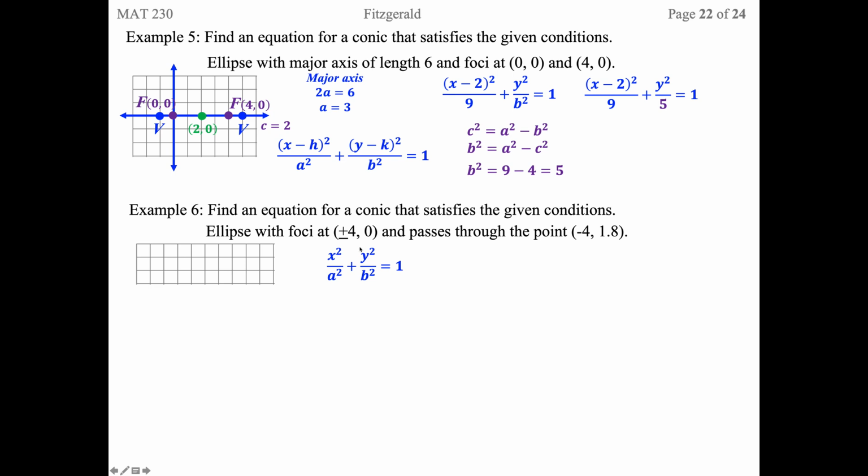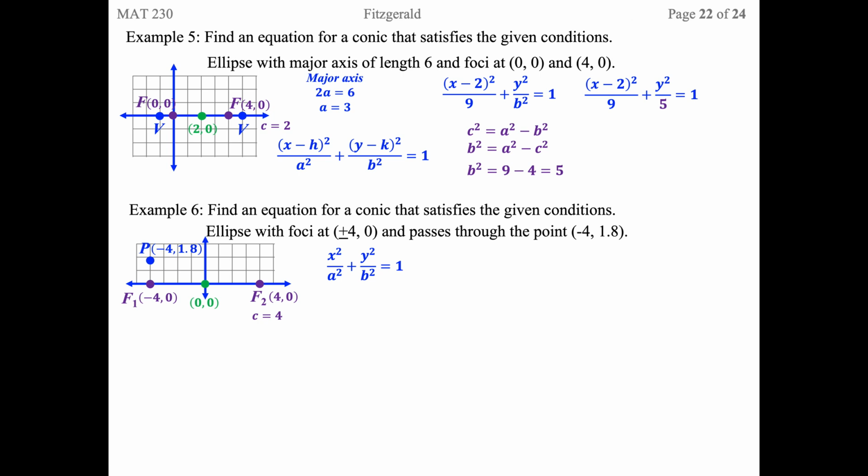So this is my standard form of my equation. And again, the changing of the x-coordinate tells me that a squared has to be underneath the x squared, because that's going to be the major axis. So we'll make a graph, plot some points, (-4, 0) and (4, 0) for the foci. Like I said, the origin's at (0, 0), my c is 4, and my point P is at (-4, 1.8), directly above that focal point.